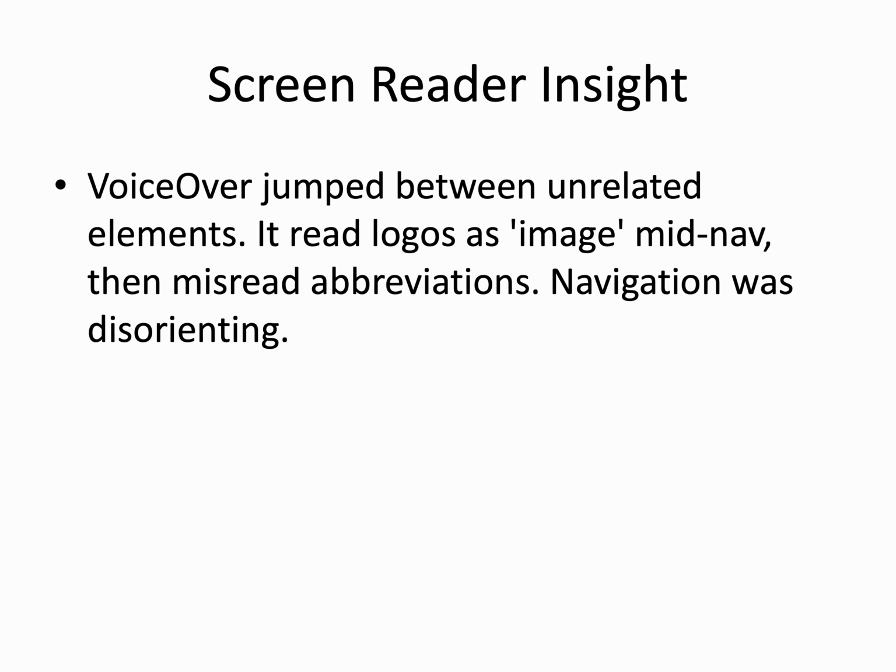So, the screen reader insight here. Okay, so VoiceOver in Safari was just messy. It jumped mid-navigation to random images. For example, it said "image" with no context and then misread term abbreviations. This made the whole flow disjointed. I think it was meaning to just keep going in the basic navigation, but then it jumps down to an image of the Toronto Raptors and calls it "image."